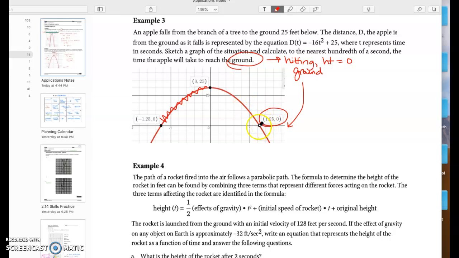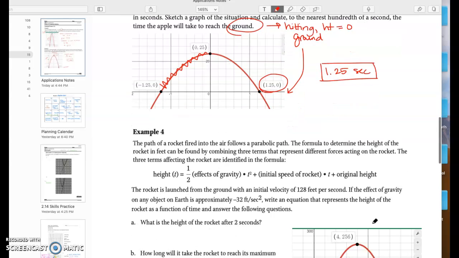How long is it taking it to get back to the x-axis? This is time in seconds, so it's taking that apple 1.25 seconds to reach the ground if it falls from 25 feet in the air. So hitting the ground, returning to Earth, those kinds of questions, we're going to be looking for x-intercepts.